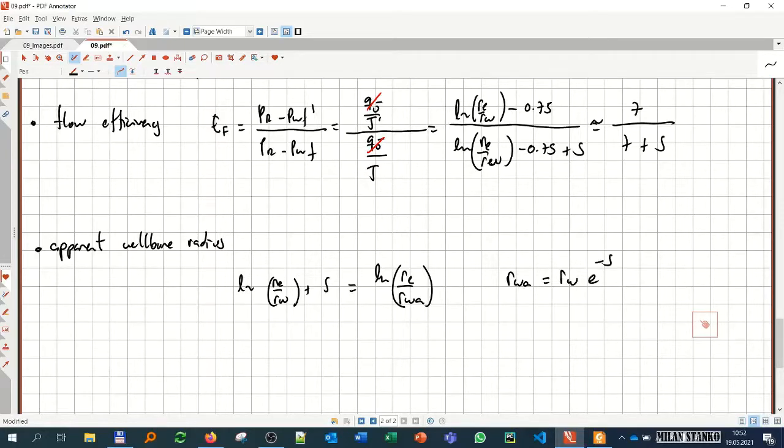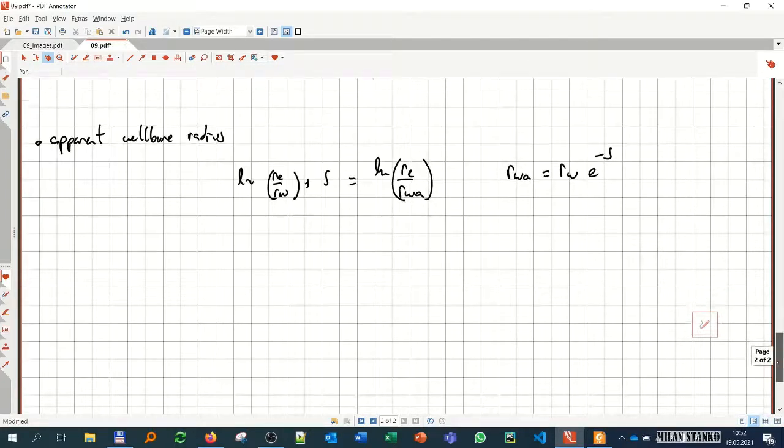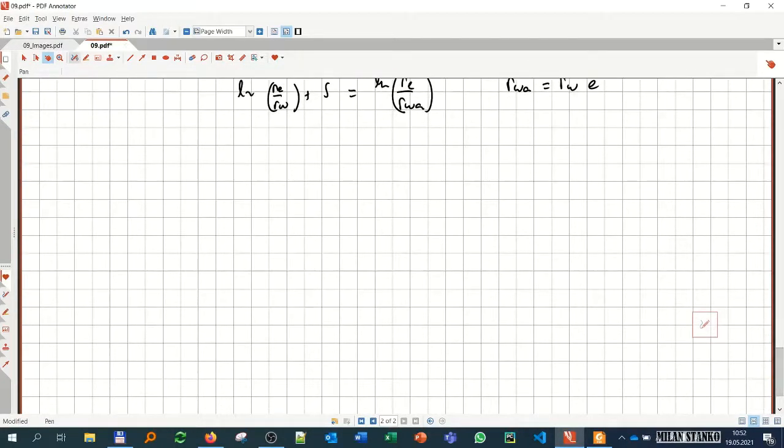to the minus S. If S is positive, that means the radius should be lower than the ideal, the wellbore should be very small. But if S is negative, that means the wellbore is actually bigger than the ideal, so the radius is higher than the physical radius.